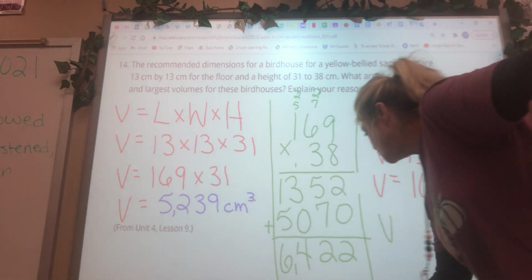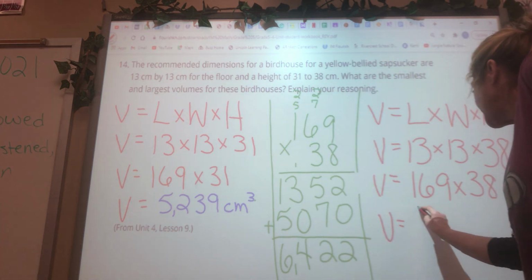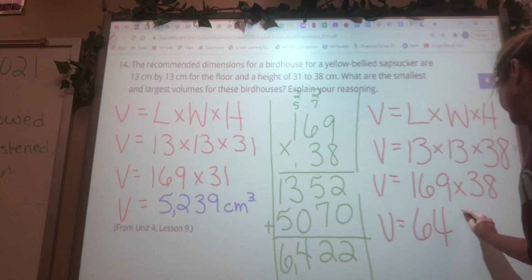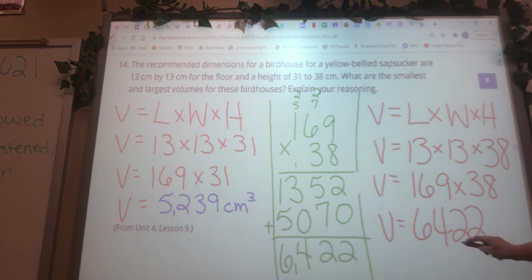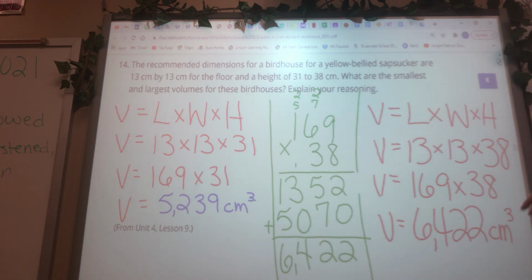So the largest volume for my birdhouse would be 6,422. But don't forget, we're dealing in volume. It's going to be centimeters cubed. Okay, it's three-dimensional, so we will be cubed. Length times width times height.